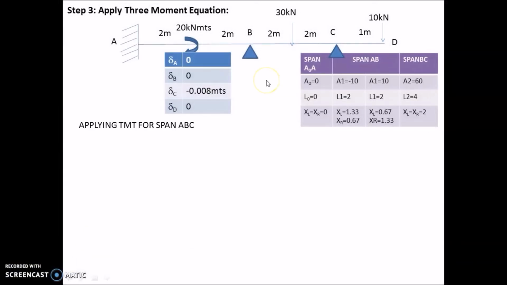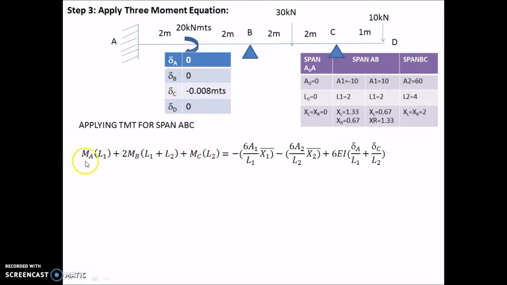Now applying 3-moment equation to A, B, C. The 3-moment equation for ABC will be MA into L1 plus 2MB into L1 plus L2 plus MC into L2 is equal to minus 6A1 x1 bar by L1 minus 6A2 x2 bar by L2 plus 6EI into delta A by L1 plus delta C by L2. Here delta A value is 0, but delta C value is minus 0.008 meters. So we have to substitute that value here.